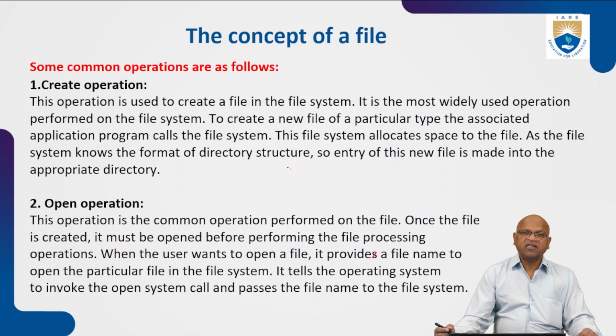Once the file is created, it must be opened before performing the file processing operation. When the user wants to open a file, it provides a file name, because the file name is a must. To open a particular file in the file system, it tells the operating system to invoke the open system call and passes the file name to the file system.